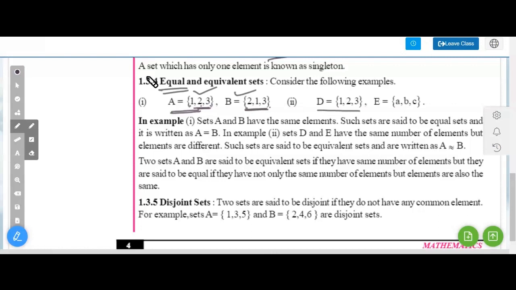The other one is equivalent sets. Equivalent sets are those that have the same number of elements. Here you can see 3 elements are there. Again, here 3 elements are there, but they are not equal. In that case, we call it equivalent, and this is the representation of equivalent sets.